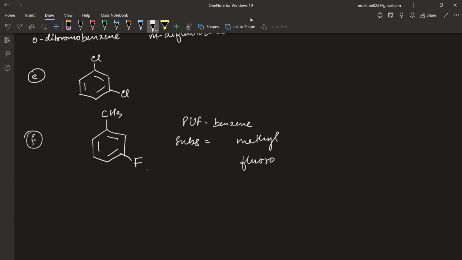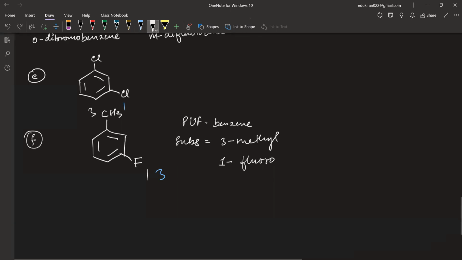Fluoro. So I can number it like this, 1, 3, or I can number this as 1 and 3, right? Yes or no? Yes, sir. Which one should I take? The white one or the blue one? White one. Okay, chaliye. Why white one, by the way? Because alphabetical order. Yeah. Not the lowest locant.